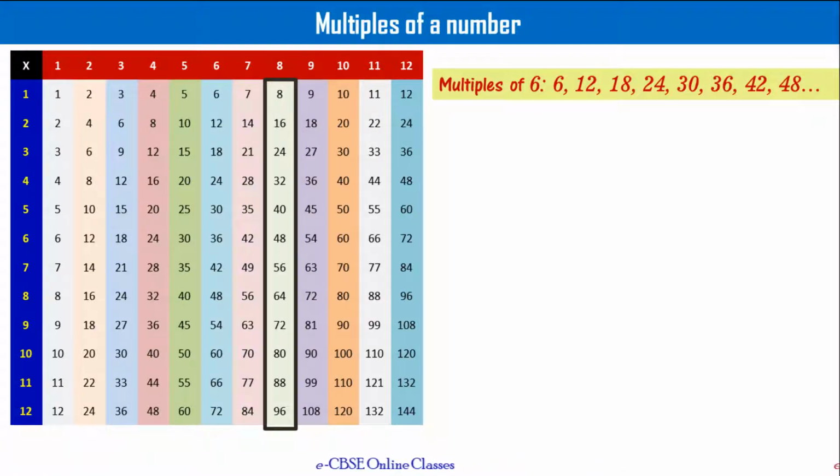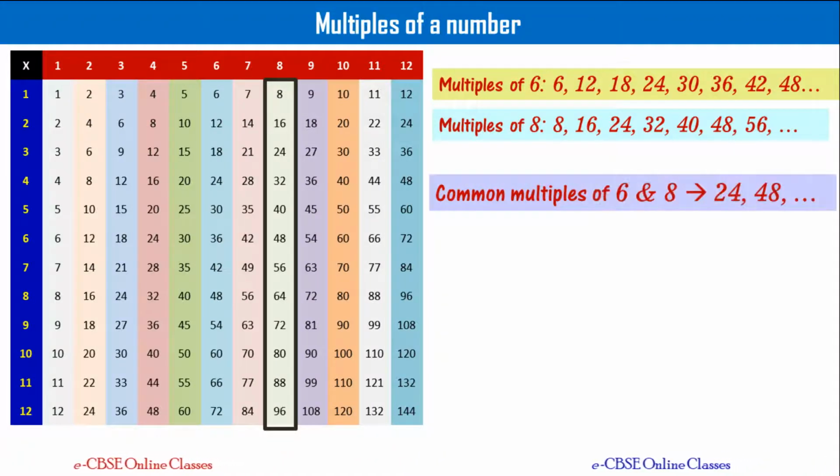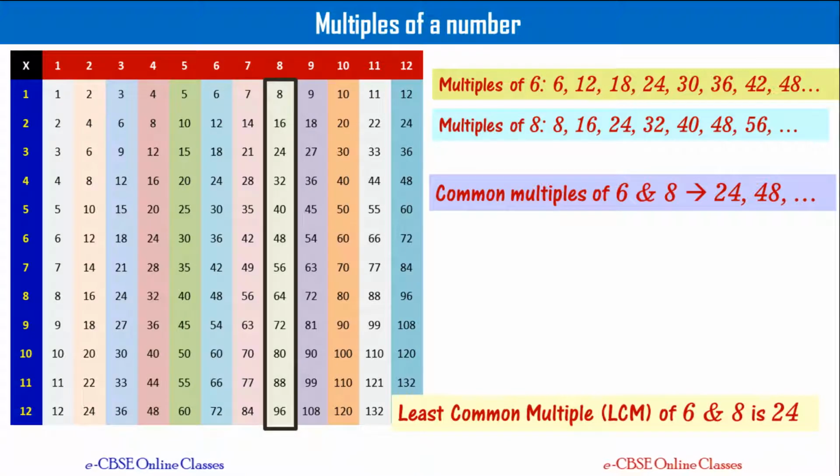Similarly, when you take a look at the eighth table, you can write multiples of 8. Those are 8, 16, 24, 32, 40, 48, and so on, right? When you observe the multiples of 6 and multiples of 8 together, there are common multiples. For example, 24 and 48 are common, right? And 24 is the least common multiple of 6 and 8. That is called LCM of 6 and 8, which is equal to 24. Let's take a note of that.